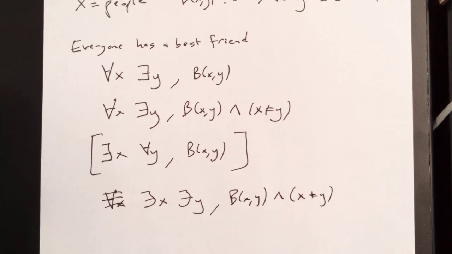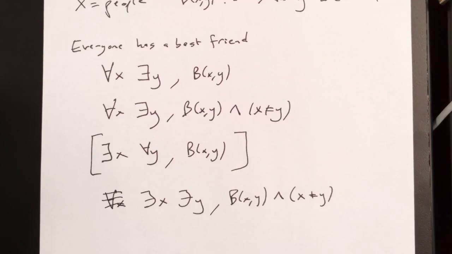Okay. This sentence says there's some person and some other person, they're best friends. But that's all it says. It says that there are people who call each other best friends. There's nothing in there that says there's only one. And it also doesn't apply to everybody, does it?